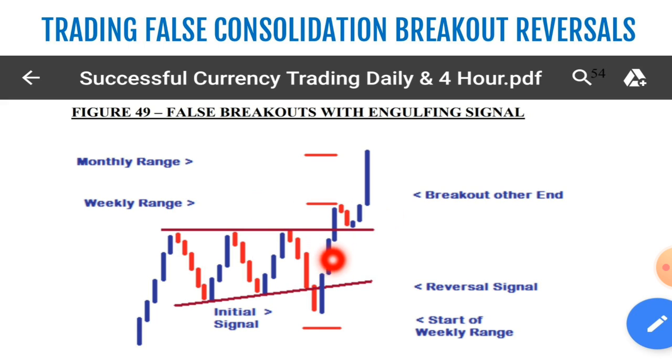Now, this is one of the ways in which the market can start these reversals with a single candlestick signal, a bullish engulfing candlestick formation in the case of a bullish reversal, as well as a bearish engulfing candlestick formation in the case of a reversal that takes place at resistance.